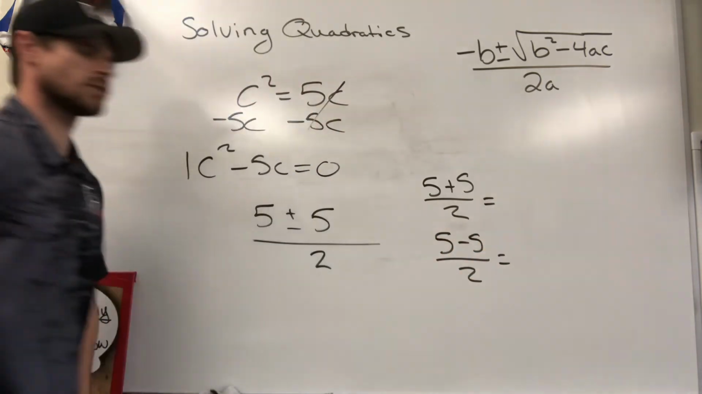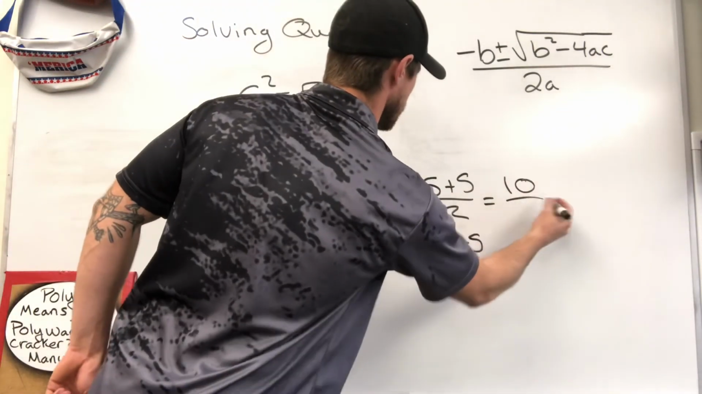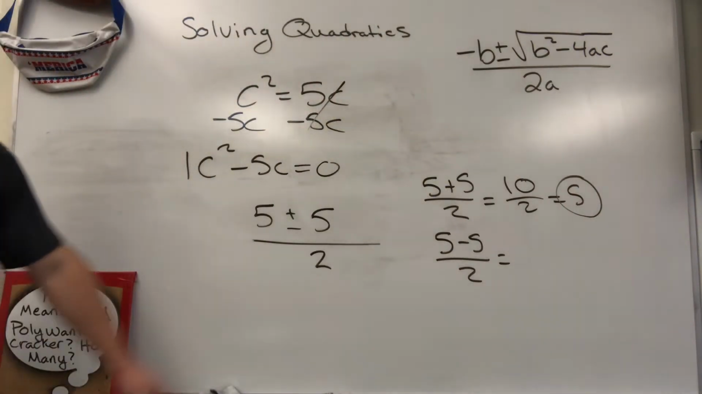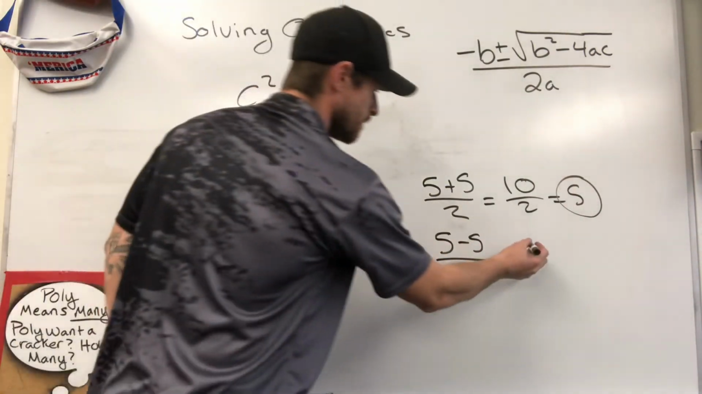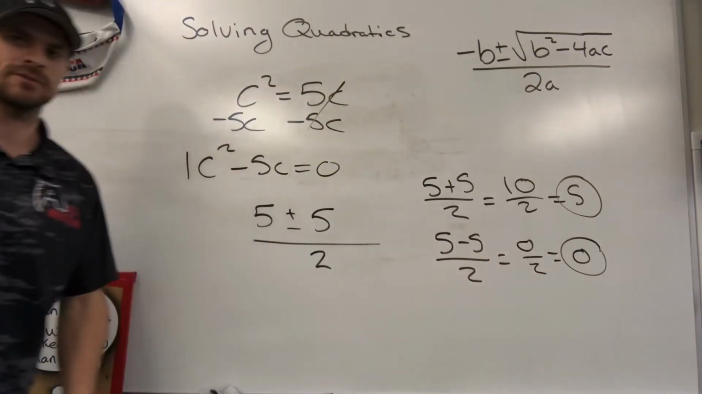These will give us our 2 solutions to the quadratic. 5 plus 5 makes 10. Divided by 2 makes 5. That's my first solution. 5 minus 5 makes 0. Divided by 2 makes 0. That is my second solution.